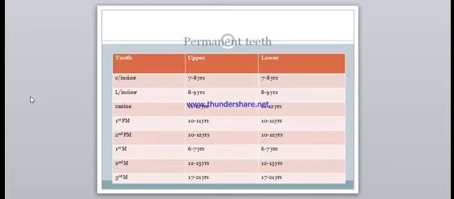This is the order of eruption in permanent or adult teeth. It is after the primary, or baby teeth, and the permanent teeth follow in this order.